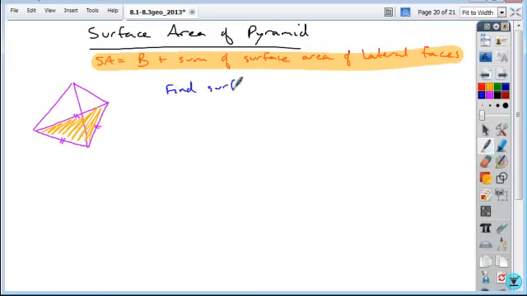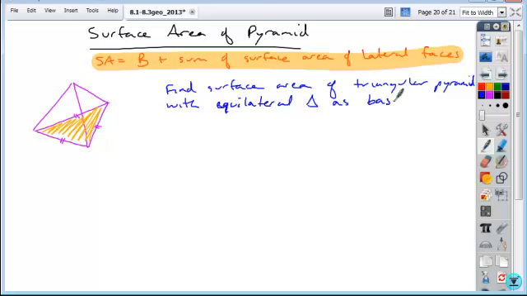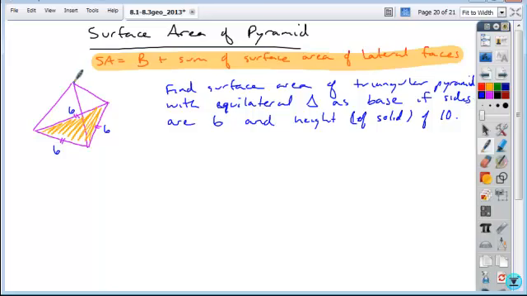And you're asked to find the surface area of a triangular pyramid with an equilateral triangle base. Okay, with the sides that are 6, so each of these sides measure 6, and the height of the solid itself, 10. Okay, so you know that the height of this whole solid here is 10. Can you figure out what the surface area would be for this?